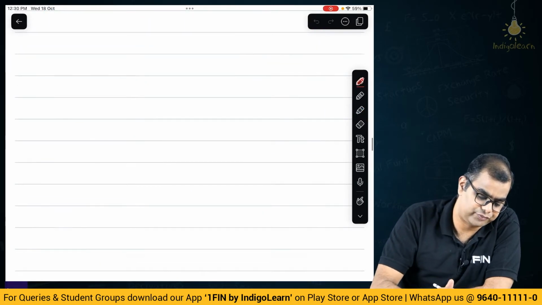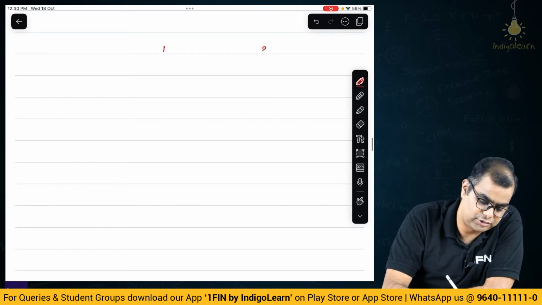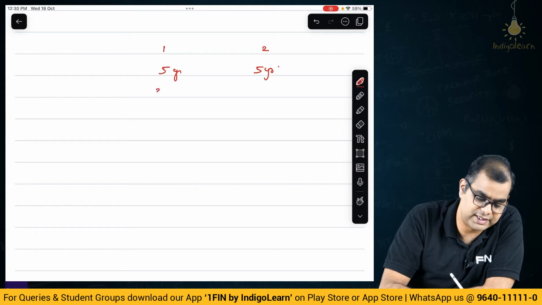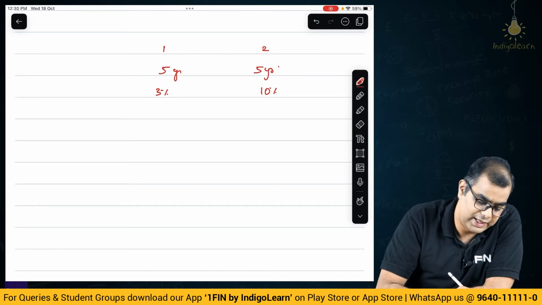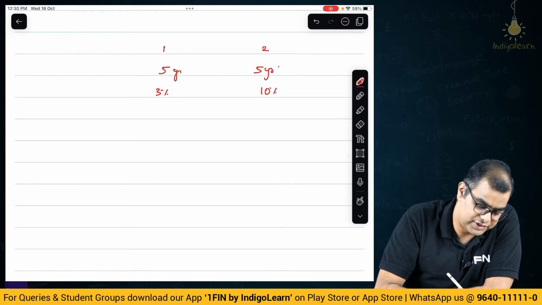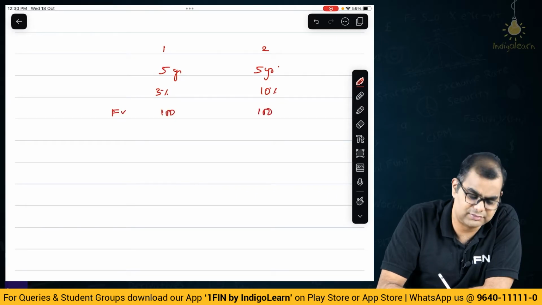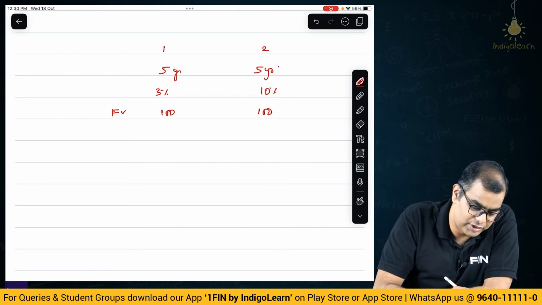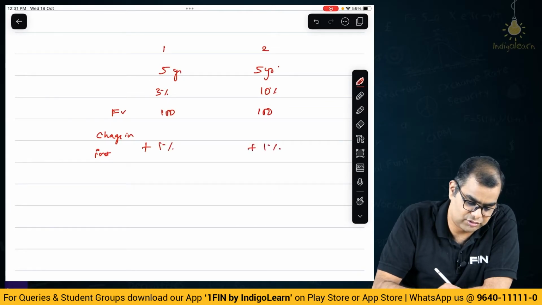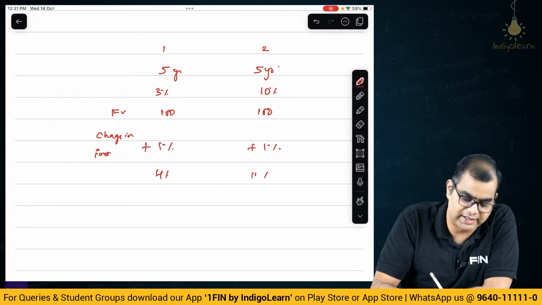What we are saying here is, let's take two bonds, both of them 5 year. First one, let us say, is a 3% bond, the other one, let us say, is a 10% bond. Face value is 100. See, typically, if they are both of same tenure and the companies are of same type, you will have the same interest rate. But here I am assuming it just to help you understand. Then change in interest rate is plus 1%. So, this goes up to 4, this goes up to 11.